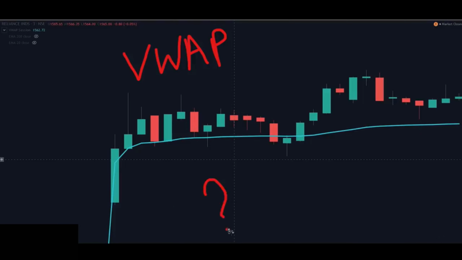Let's look at an example. So, here, we have an intraday chart. And, here's the first 3-minute candle of the day. The blue line is the VWAP indicator.